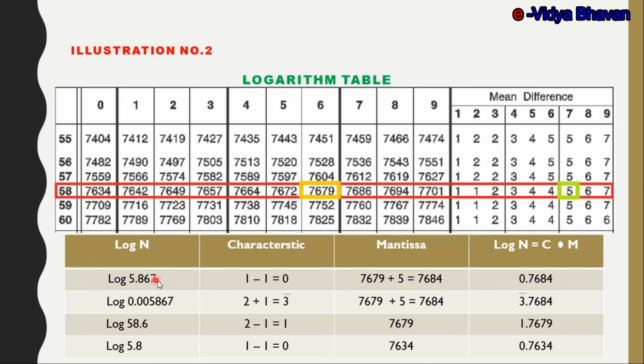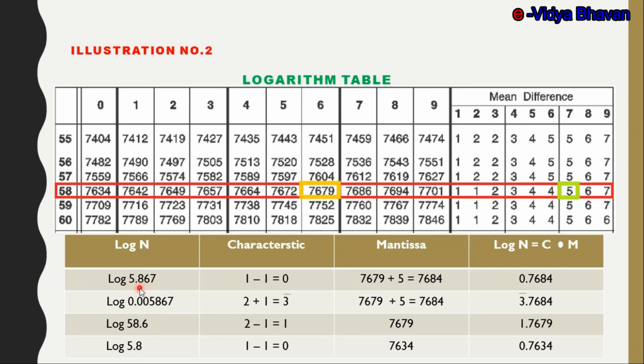Secondly we have 6. If you see the 6 here, it is coming here, that is 7679. And finally the last digit 7 is here, in the mean difference. So 58 will be seen in the main table, 6 will be seen in the difference table, and 7 will be seen in the mean difference table. Now forget it. First we will see the characteristic of these 4 examples.